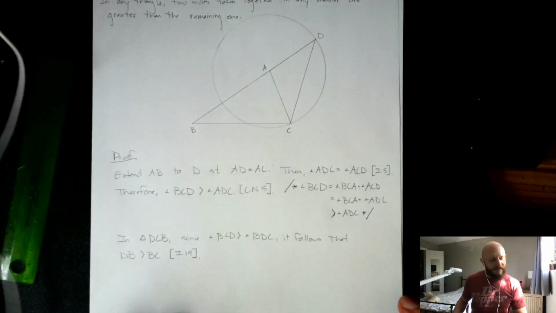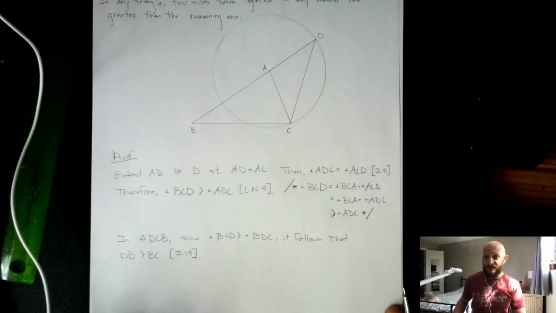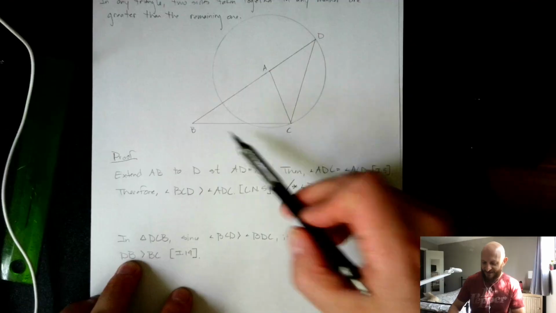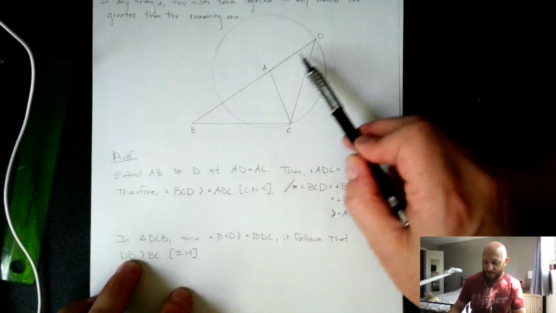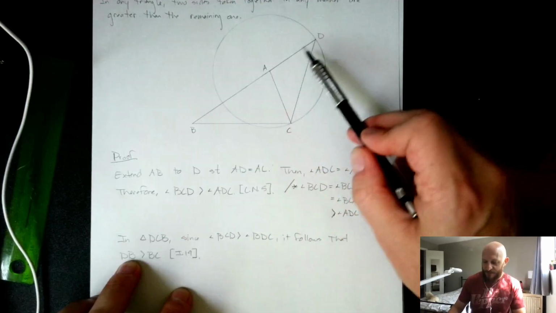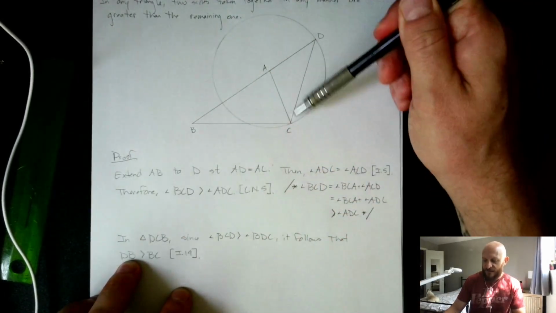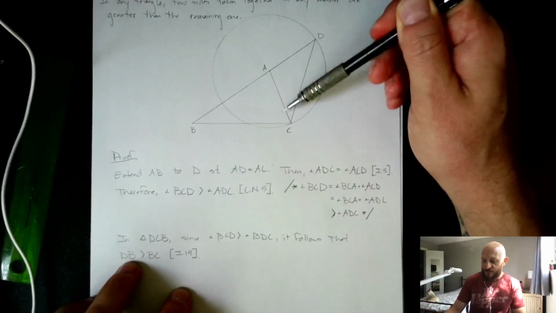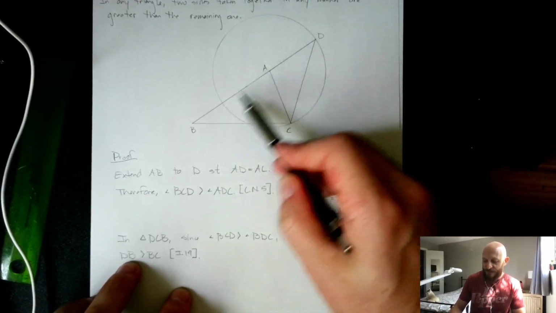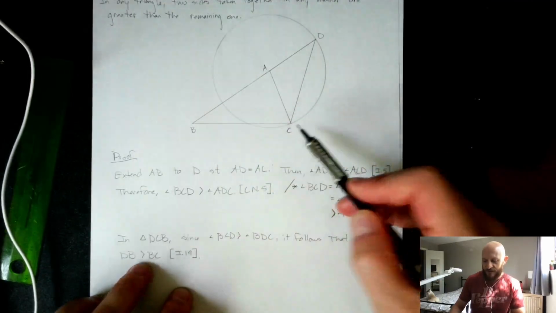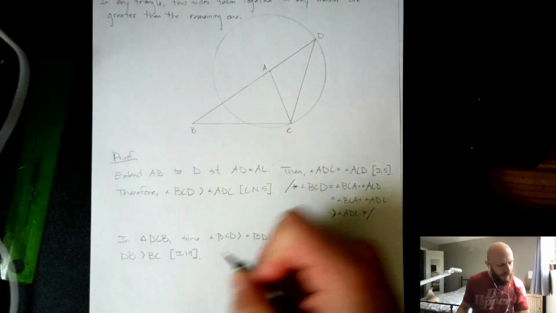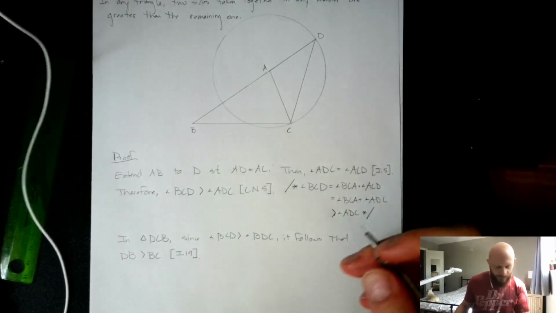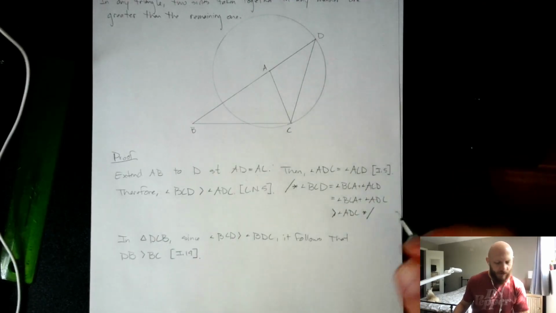Can you see why this actually proves what we needed it to prove? Look at what DB is made up of. DB is made up of DA plus AB, but DA is equal to AC. So DB is really the same as AC plus AB, and we just said that that's greater than BC. So that's what we needed. What does Euclid say? He says, but DA is equal to AC, and therefore BA and AC are greater than BC.